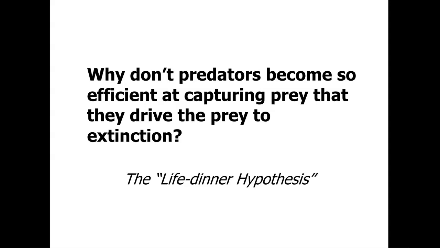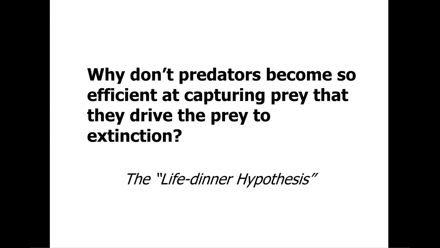So why don't predators become so efficient at capturing prey that they drive the prey to extinction? Well, we have what's referred to as the life-dinner hypothesis. Although natural selection leads to predators with effective adaptations for capturing prey, the adaptations are rarely so efficient that the prey are driven to extinction. The explanation for this is referred to as the life-dinner hypothesis. It generally holds true because selection for escape ability in the prey is stronger than selection for capture ability in the predator.